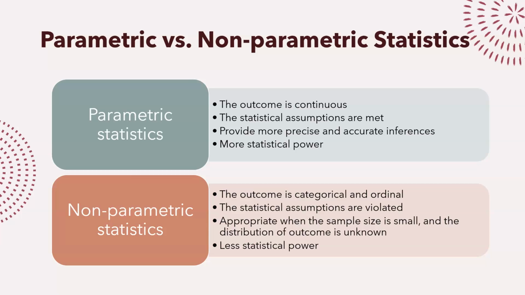Parametric statistics are used when the outcome is continuous and the statistical assumptions of normality and homogeneity of variance are met. Parametric statistics provide more precise and accurate inferences. There is also more statistical power associated with the use of parametric statistics. This increase in power comes directly from the precision and accuracy found in continuous level measurement.